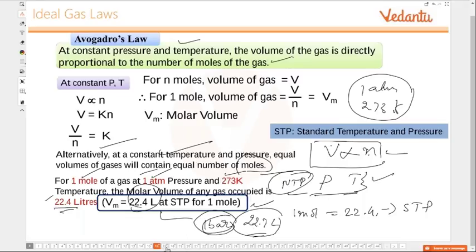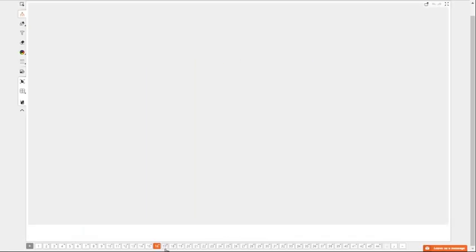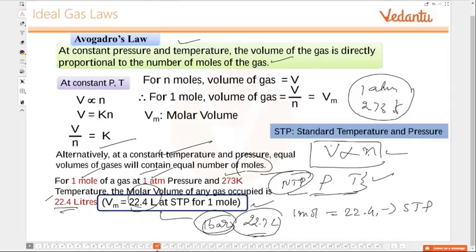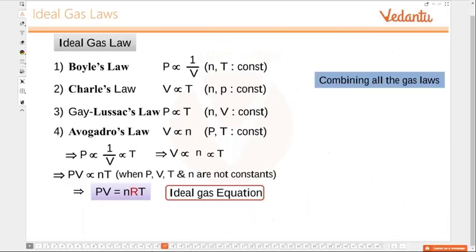Even for number of moles, we can substitute mass by molar mass. Number of moles n is equal to mass divided by molar mass. This you can use wherever you want. We can substitute in this equation to find molar mass, if required. Questions are there like that.